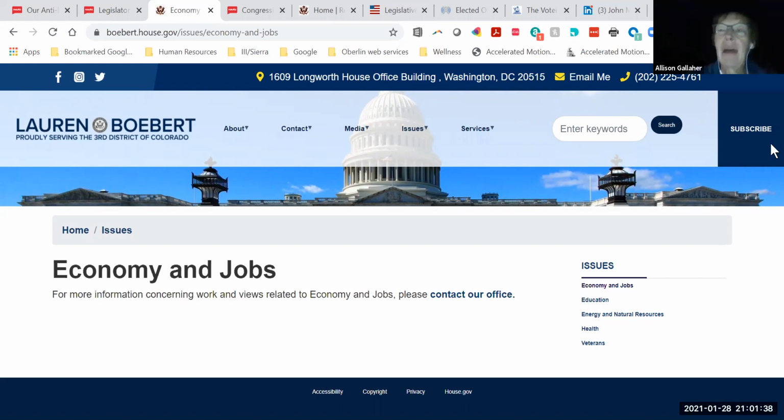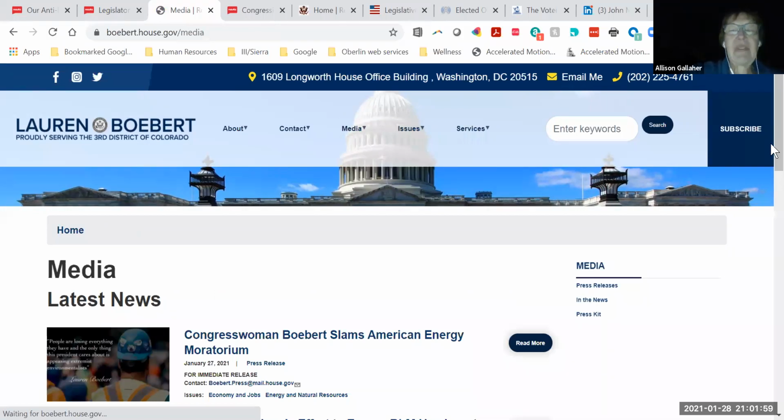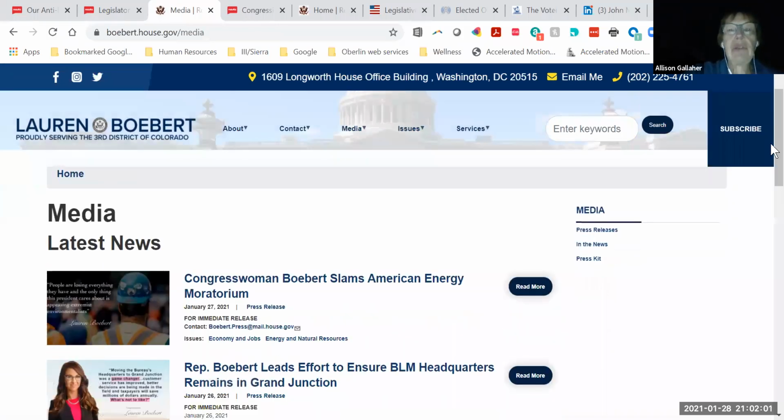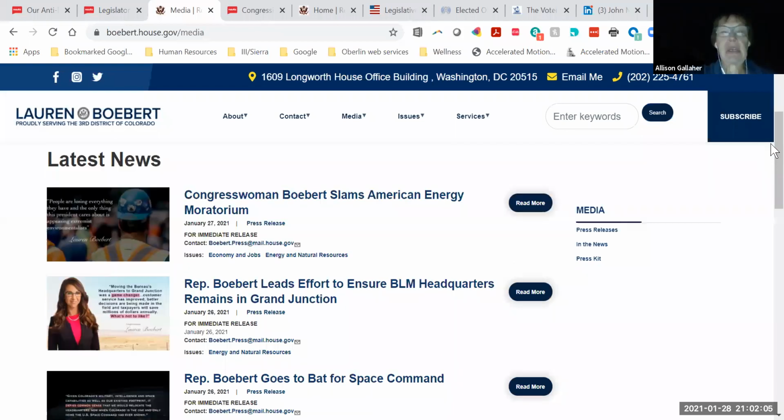Each of them will have a section on media of some kind. This one very conveniently says media. This is where news releases will show up, maybe videos of interviews that they've done, copies of articles that they've had published in the paper. If we look at her press releases, we'll see she's been busy since she started. And you do get a sense of what she cares about based on these press releases.